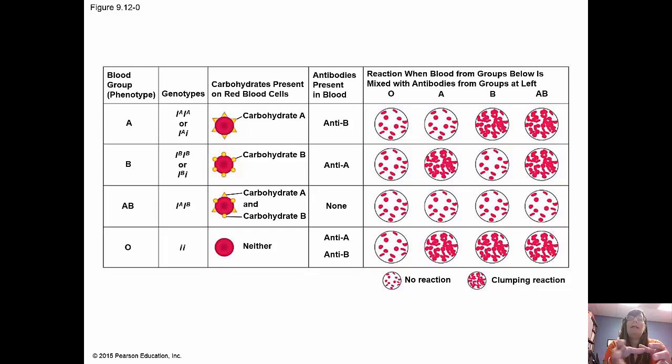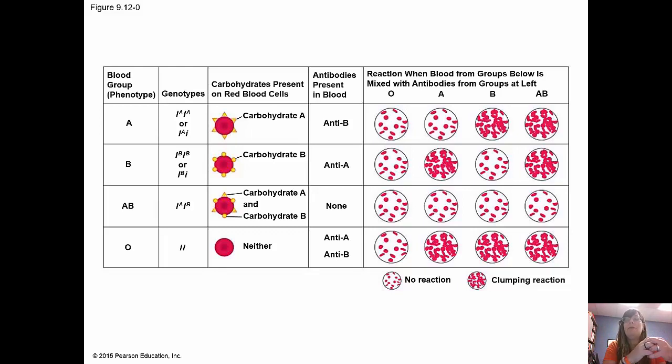So if you're A, you have anti-B, which means you will react if you get B blood. If you have B, you have anti-A, so it'll react if you get A. AB, you don't have any antibodies, because you have both A and B antigens. So if you had antibodies, they would attack your own blood. So you don't have any antibodies. However, if you're O, you don't have the carbohydrates A or B. You don't have either antigen. So that means you have both antibodies.